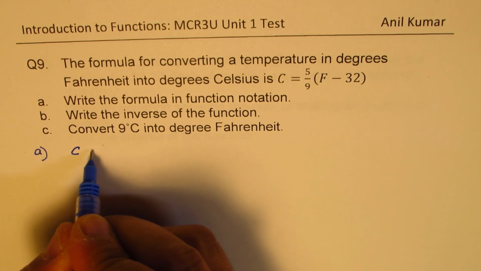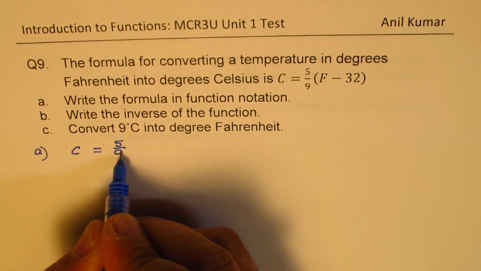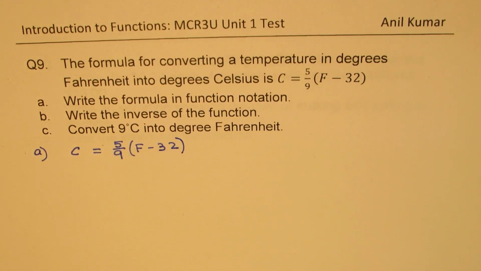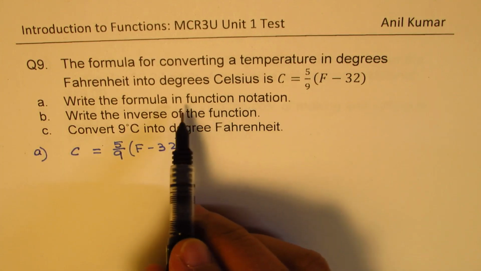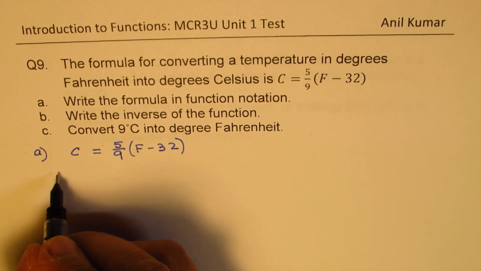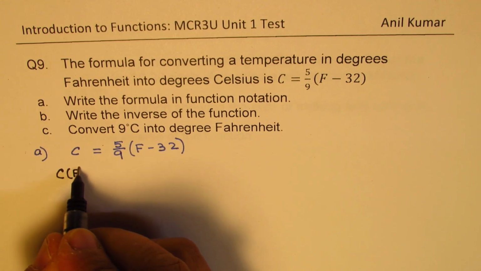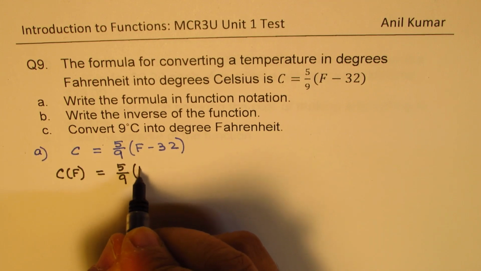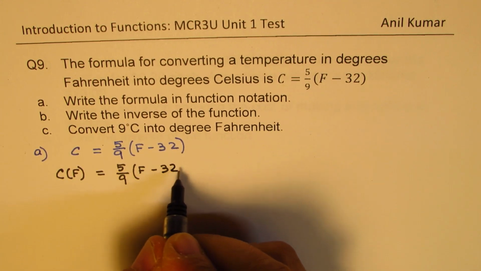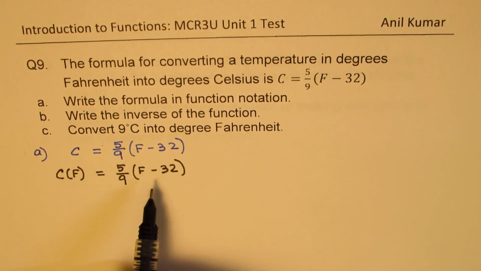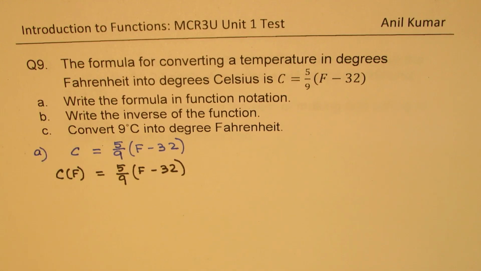We are given the formula C equals 5 over 9 times (F minus 32), where C is degrees Celsius and F is degrees Fahrenheit. Now when we are writing in function notation, we know C is a function of F, right? So we'll write this as C(F) equals 5 over 9 (F minus 32). So that becomes the function notation. You could also use x and y, but this is the preferred way of writing. So that is part A for us.